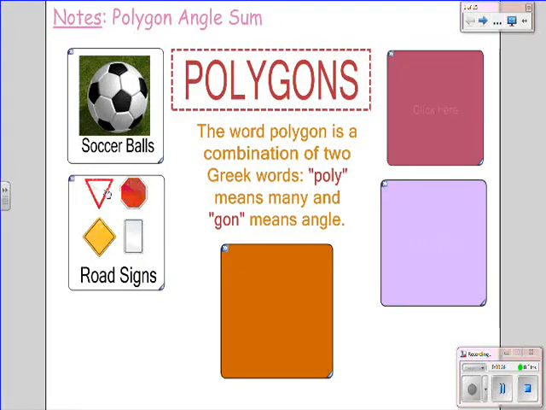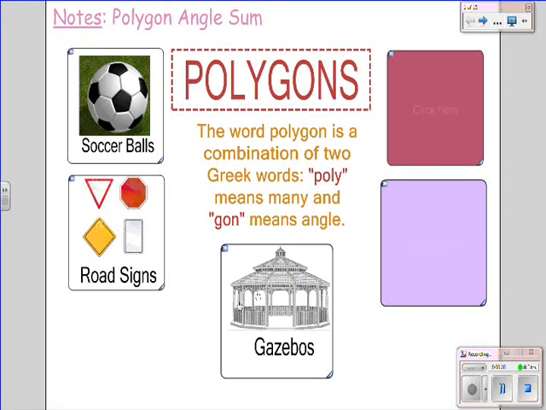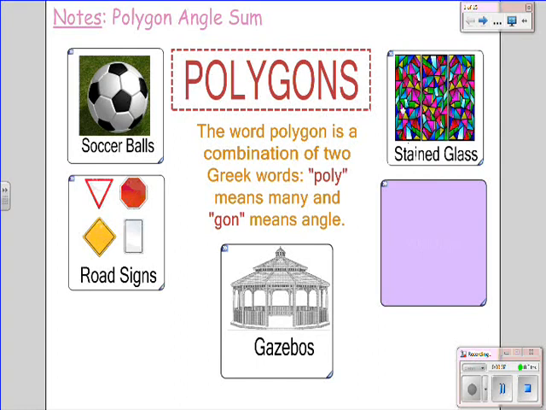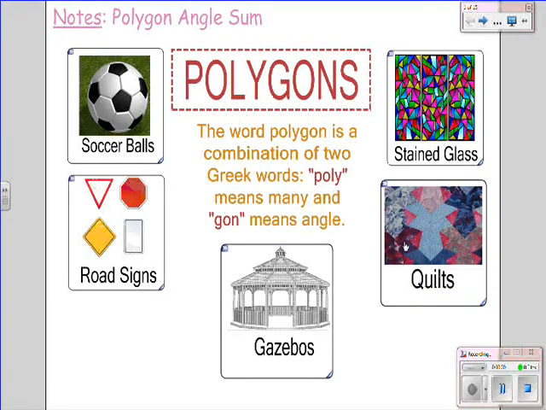Road signs, you got your yield sign, your stop sign, other signs, speed limit. Gazebos, you can see all the polygons inside, the rectangle here in front. Stained glass, you can of course see all the polygons in there. And finally, quilts. There's lots of different patterns inside of quilts.